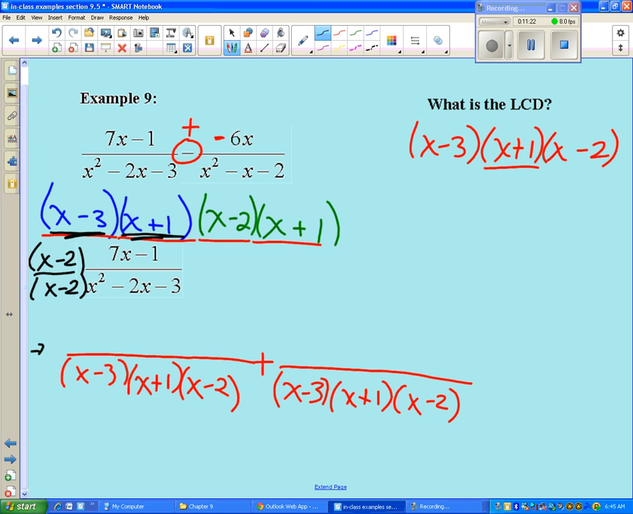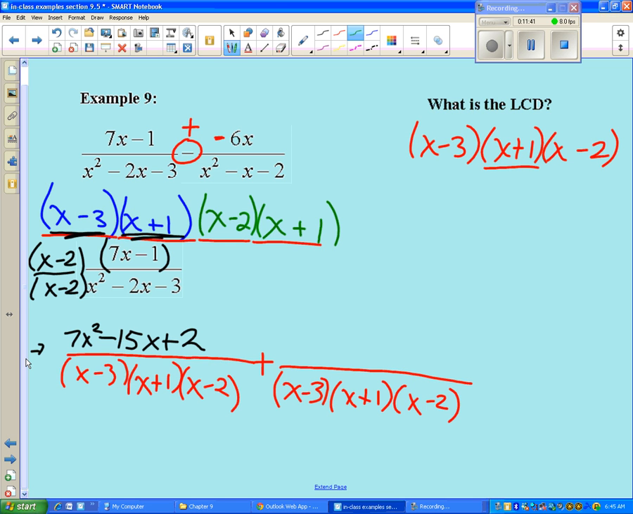So then this, I'm going to FOIL out. First, I'm going to have 7x squared. Outer, I'm going to have negative x. Inner, I'm going to have negative 14x, which is negative 15x. Last, I'm going to have plus 2.